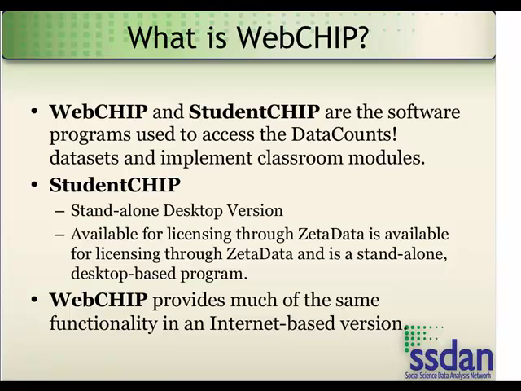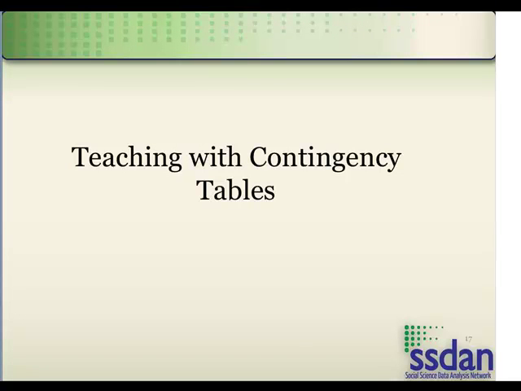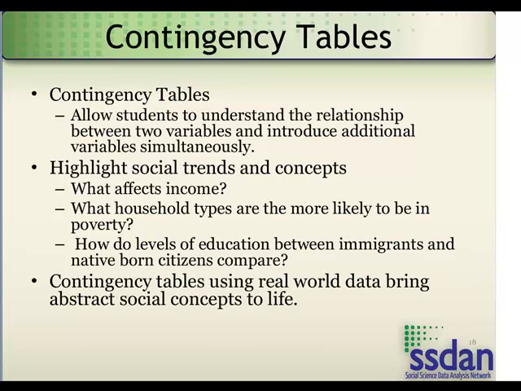Go ahead. Next. Okay, and we're going to talk a little bit about teaching with contingency tables. In this case of a particular example that we're going to follow, it allows students to understand the relationship between two variables after you introduce additional variables as controls. For example, what might affect income, or how might you be able to explain race differences in income. Perhaps controlling for different other variables. But household types are more likely to be in poverty.